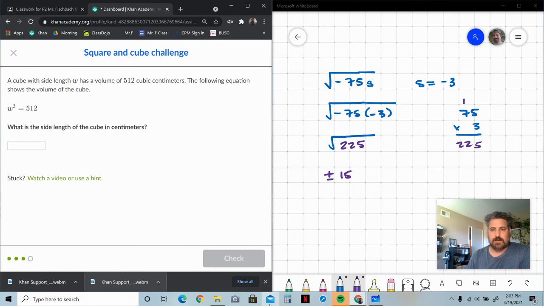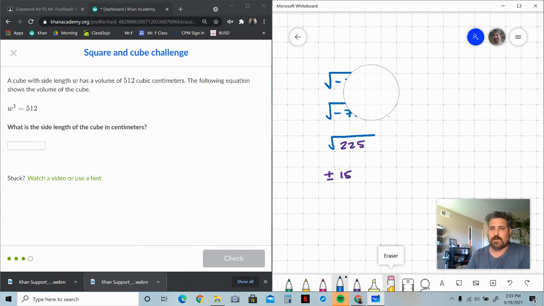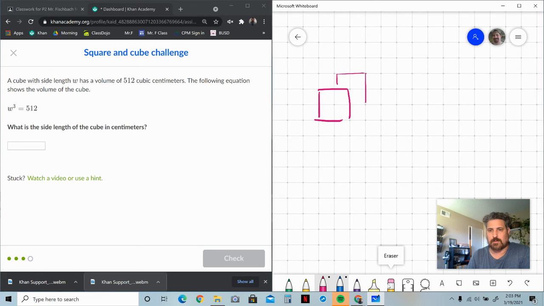And this next one here says that we got a situation with a cube with side length w. All right, so you got this cube, and it's got side length w, so w by w by w, and has a volume of 512 cubic centimeters. Now the volume is just going to be w to the third because it's length times width times height on a cube is equal to 512. The following equation shows the volume of the cube. Yeah, that's right. W to the third equals 512. Okay, cool. What is the side length of the cube?